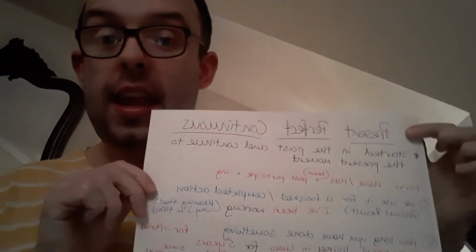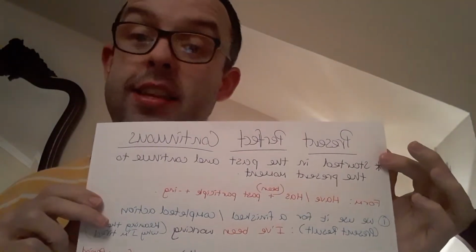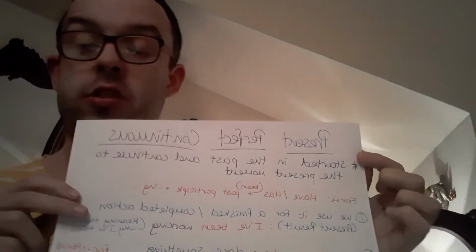Can I ask you both to open your books to page 88? 88, please. Okay. All right. So what we are looking at today, as I have presented on this lovely piece of paper, is, as we were before this, present perfect continuous.